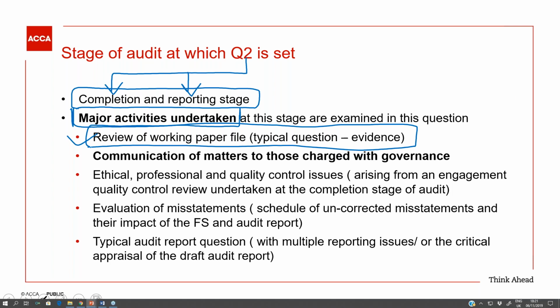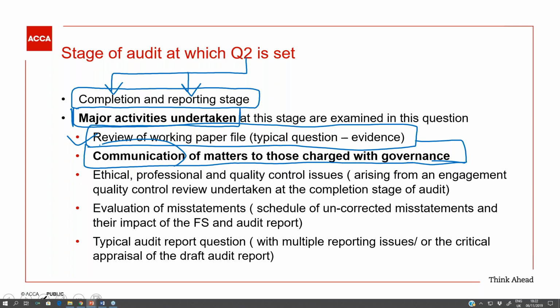The next one, at the finalization stage, is communication of matters to those charged with governance. Now that's so important. What sort of matters will you be communicating to those charged with governance when you're finalizing the audit? Imagine within the audit there must be several problems and issues. There must have been weaknesses in the internal control systems, or an accounting issue where the management is not recognizing something properly. So, at the finalization stage, you need to accumulate the problems and issues you identified during the course of the audit, and you communicate these matters.